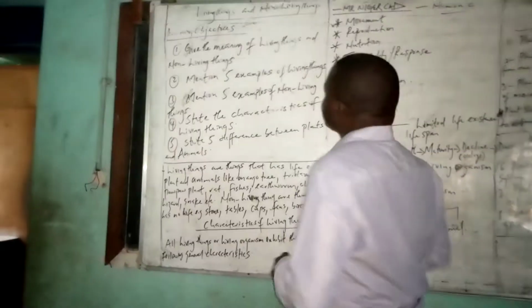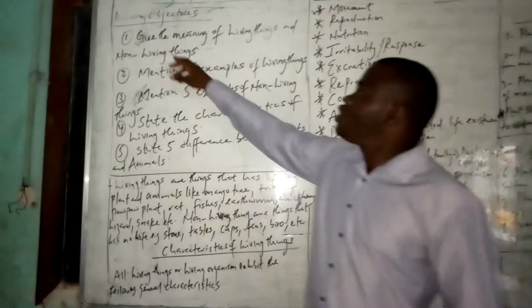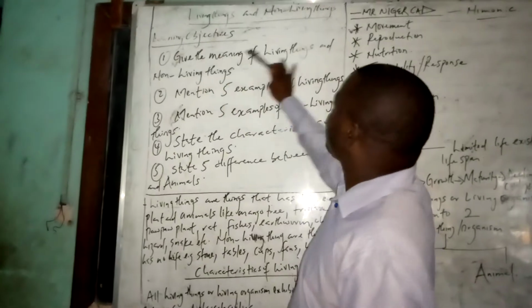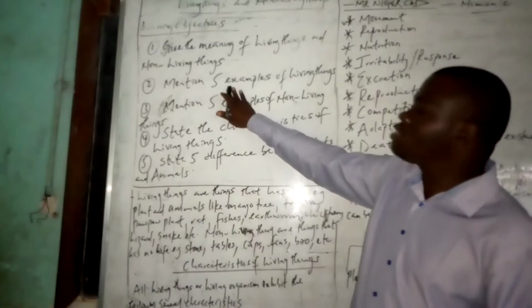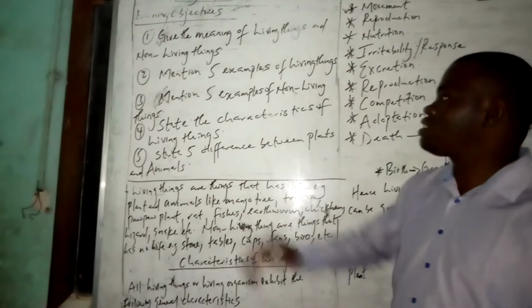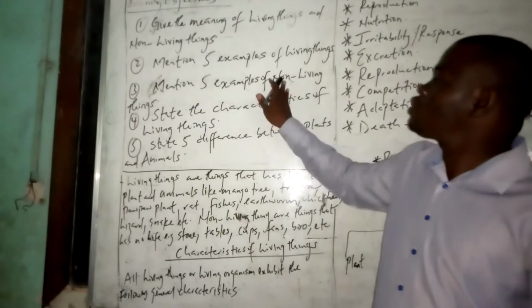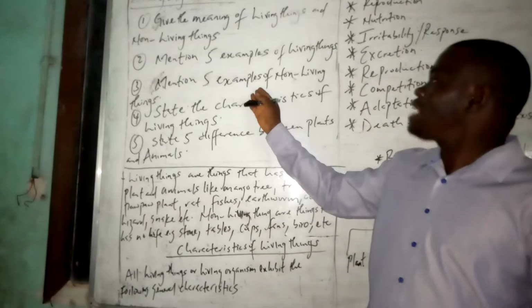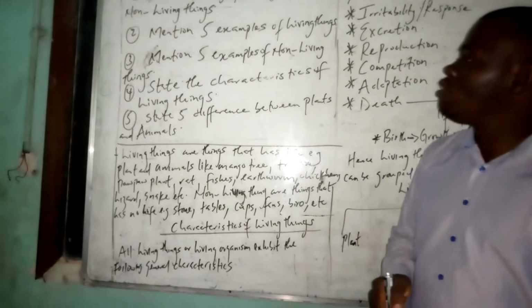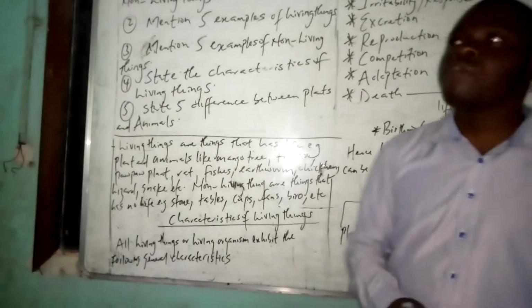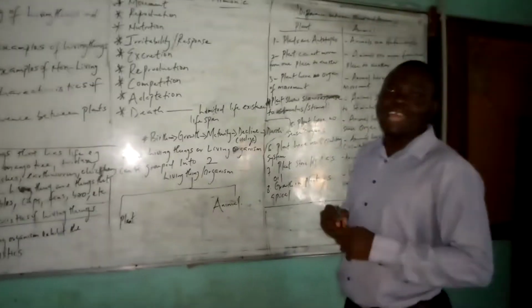These are the learning objectives. At the end of this lesson, you should be able to give the meaning of living things and non-living things. You should be able to mention 5 examples of living things and 5 examples of non-living things, state 5 characteristics of living things, and state 5 differences between plants and animals. Now, without further ado, let's start.